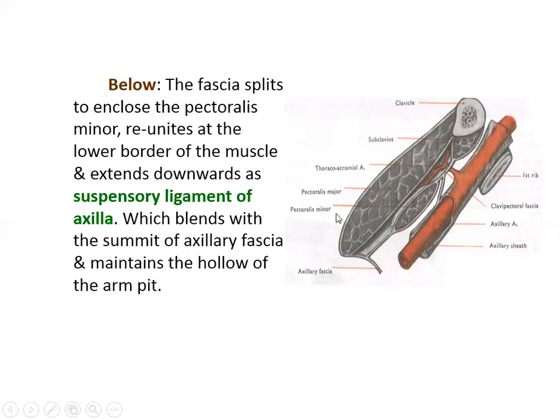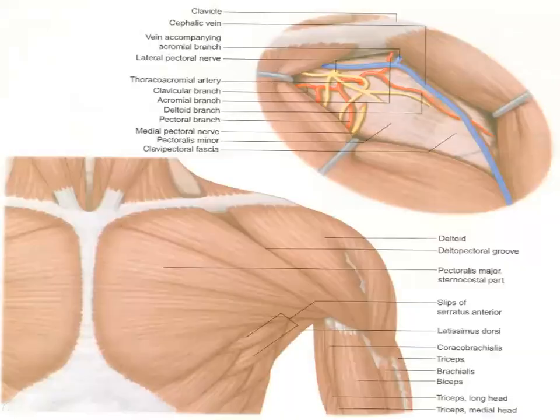This is the axillary fascia, which is nothing but the extension of the pectoral fascia that was covering the pectoralis major muscle. It comes down and goes as the axillary fascia. So the suspensory ligament will fuse with the axillary fascia and maintain the hollow of the armpit. As we saw, there is a hollow within the armpit because the axillary fascia is pulled by the suspensory ligament of the axilla.